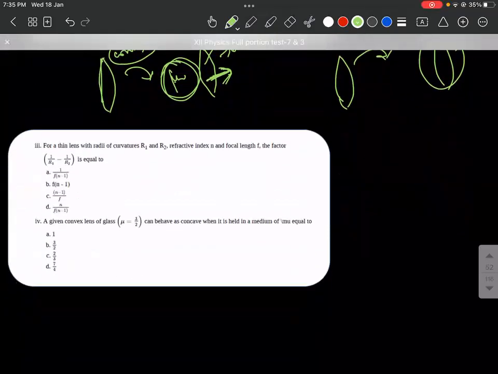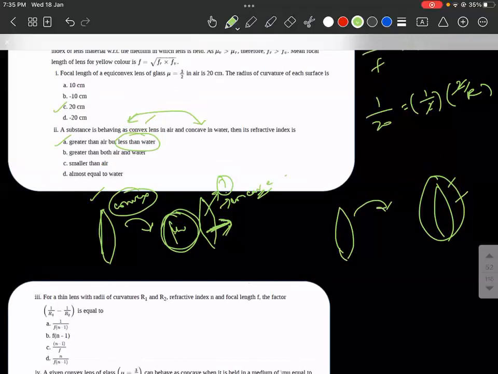I understood that it's greater than air. Till that I understood, but I didn't understand why it is less than water. Less than water because the refractive index of that material should be less than the refractive index of the surrounding medium. That is the reason. Okay. Got it?